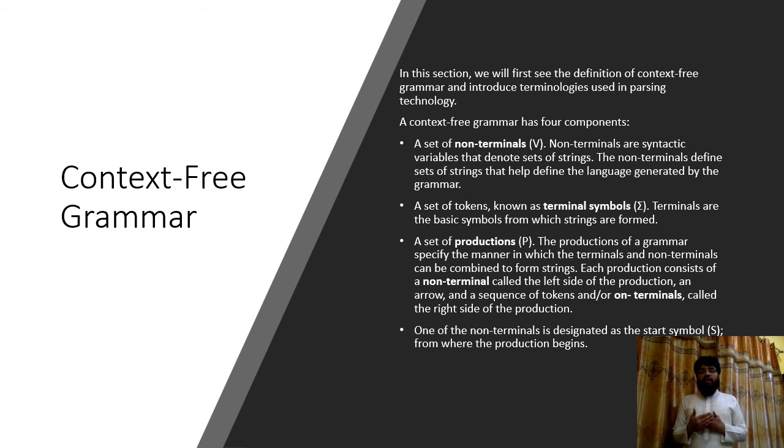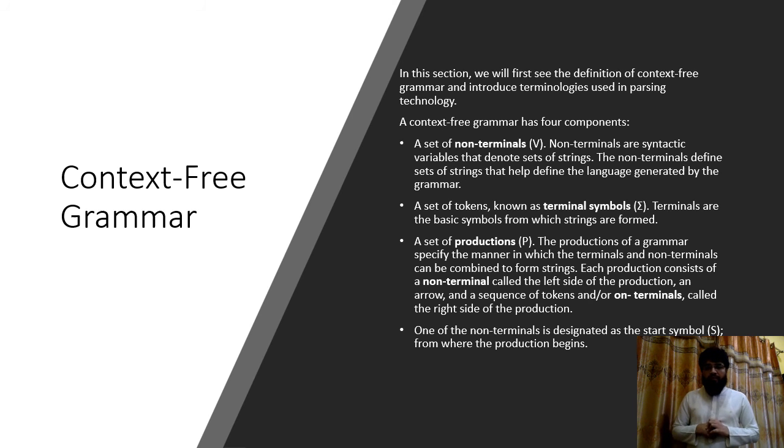Now let us see what a context-free grammar is. A set of non-terminals, or non-terminal symbols or variables, that denote sets of strings. The non-terminals define sets of strings and help define the language generated by the grammar. A set of tokens, known as terminal symbols. Terminals are the basic symbols from which strings are formed.